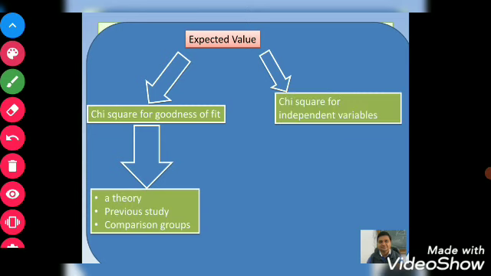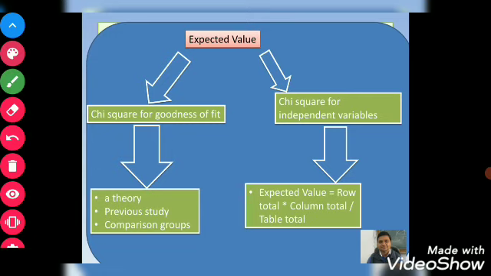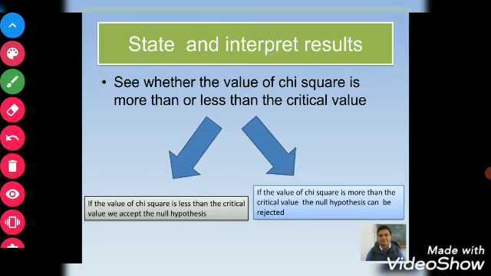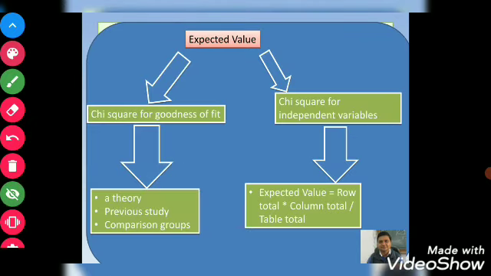Now when you are testing the independence of variables, that is chi-square test for independence of variables, then expected frequency will be equal to row total times column total divided by table total. How it is calculated, I will tell you in the next part when I deal with the chi-square test for independence of variables. So remember, for goodness of fit the expected value comes from a theory, previous study or comparison of groups. And for testing independence of variables, this is the formula by which you get the expected value.